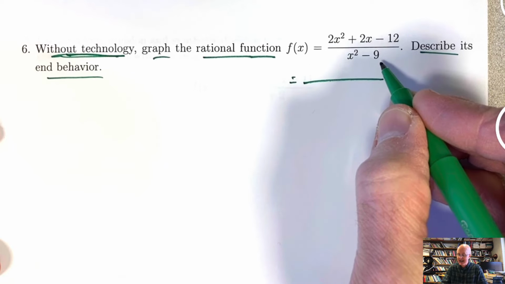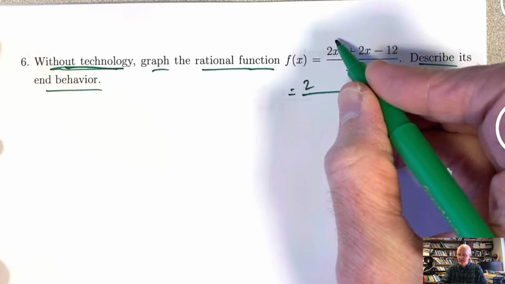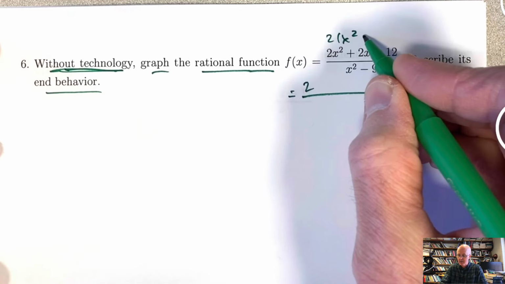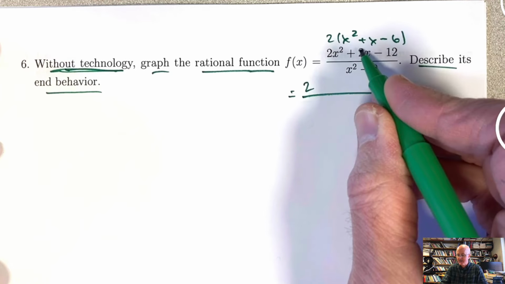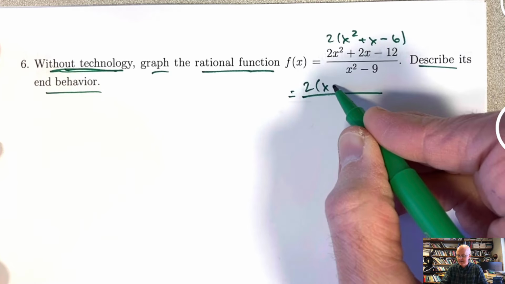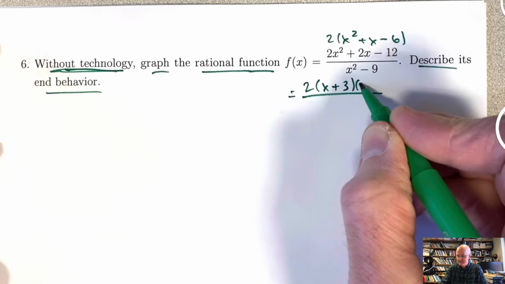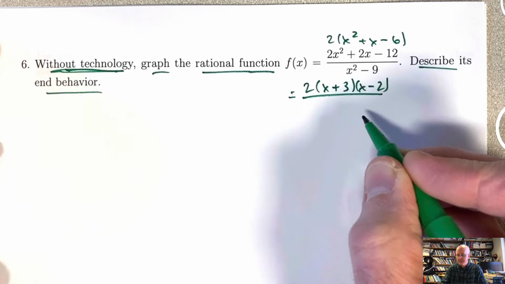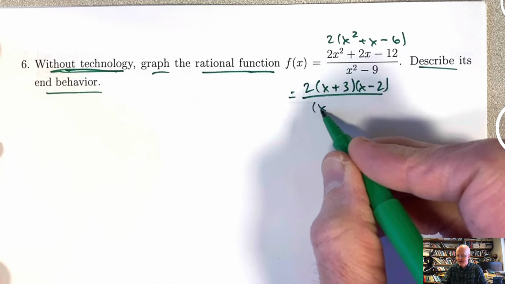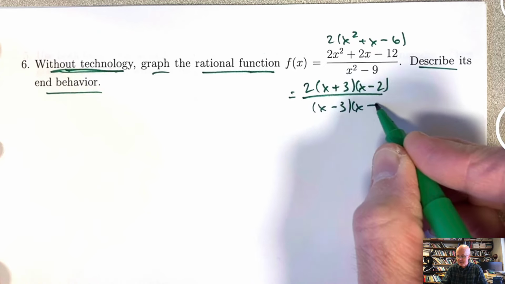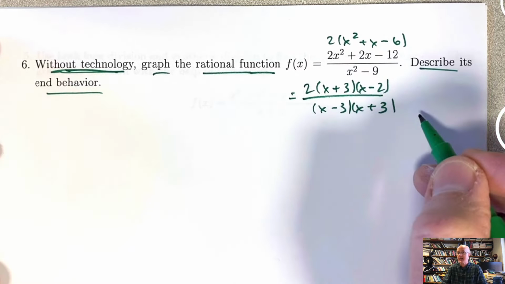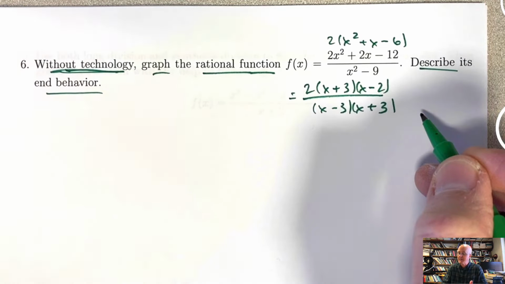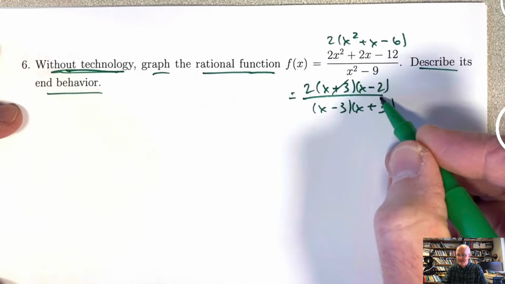In this case, we can. We can factor a 2 out of the top here, by the way, right away, like that. And what's left over, we can factor as x plus 3 times x minus 2. And the bottom can be factored as x minus 3 times x plus 3. And if your numerator and denominator in factored form have any common factors, you should cancel them out.